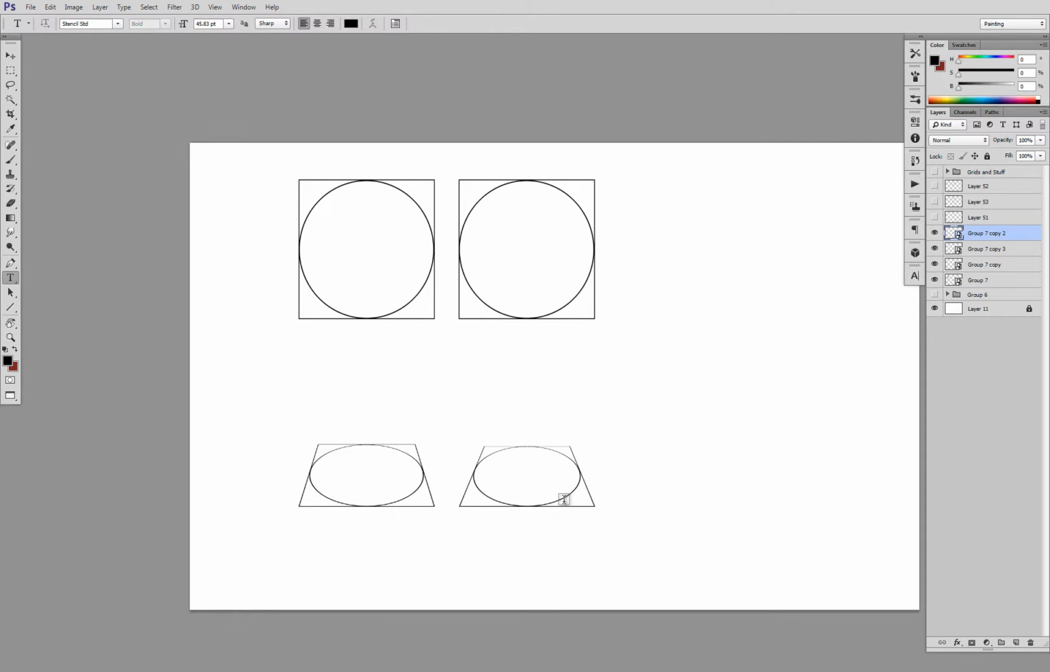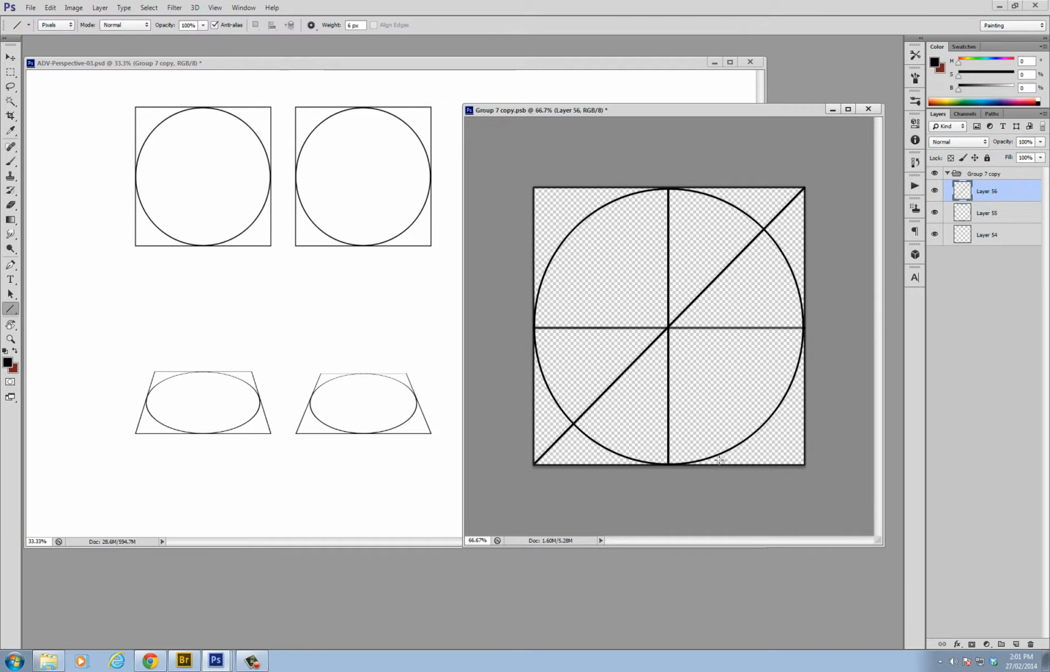But again, to do it properly, you would draw the line across. Let's just draw a line across, get it right the first time. All right, so I save that, and it appears here.